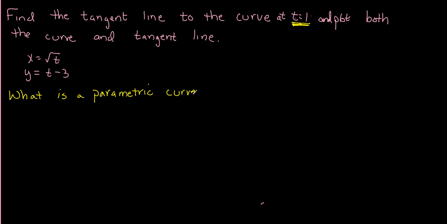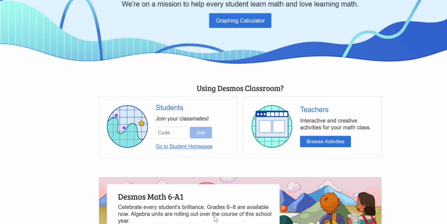Once we've got a picture of this curve, then we can think about where the tangent line might be and how to compute it. I think the best way to get an introductory understanding of this is to look at a plot, and I'm going to make an animated plot. So I'm going to hop over to Desmos.